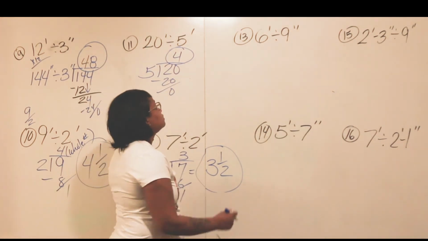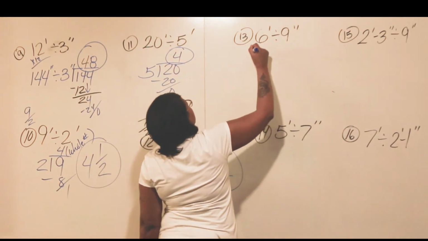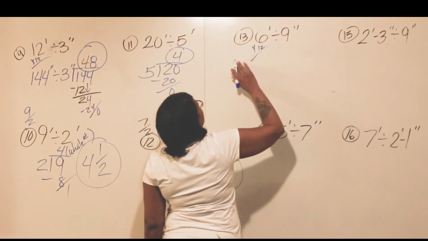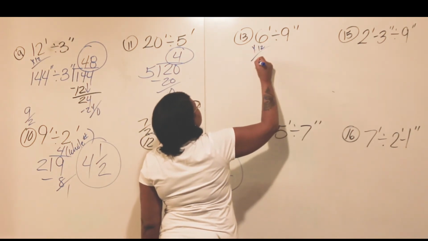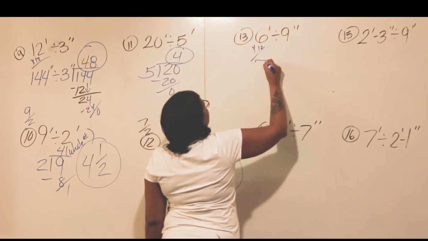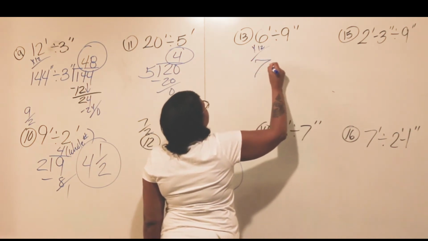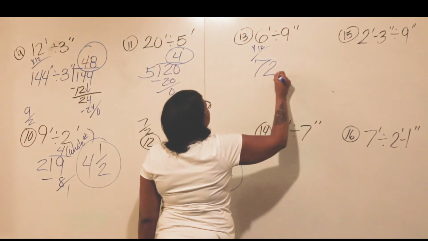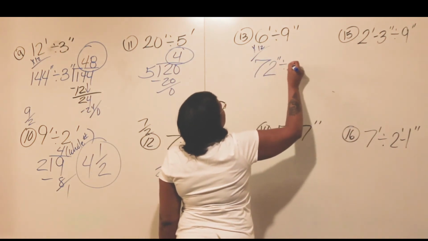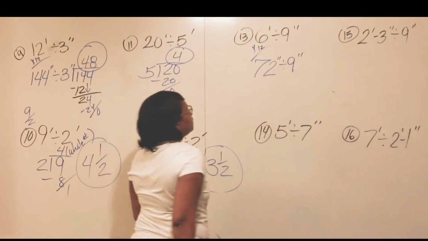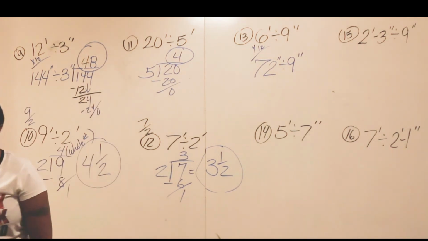Convert feet to inches by multiplying by 12. 12 times 6 is 72. About 9 inches. Now the measurements are the same.